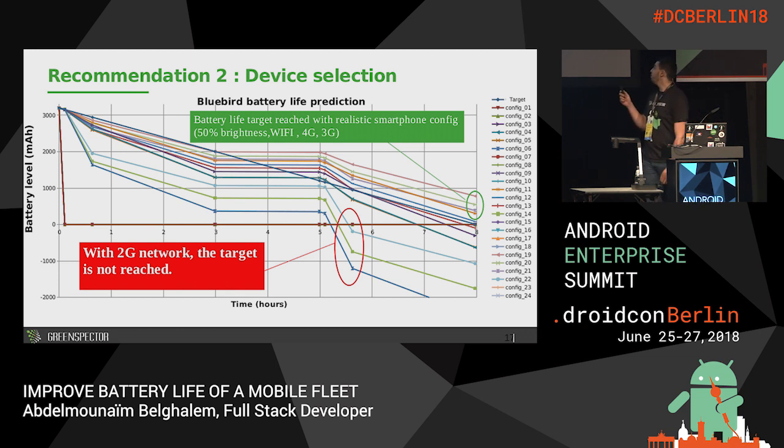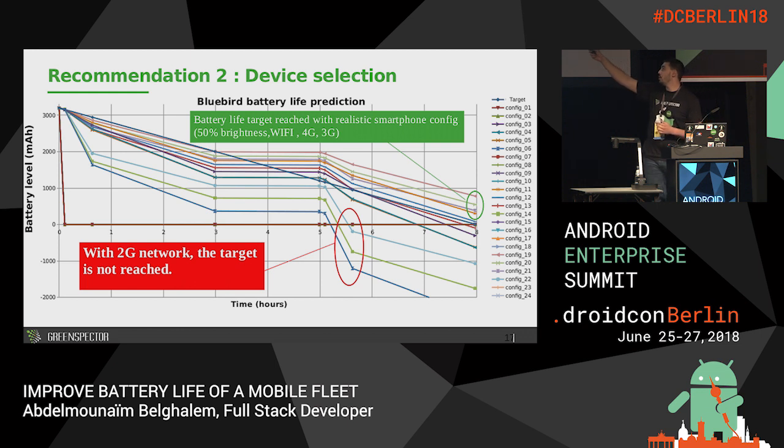The next slide is my preferred one, because this is a graph that I love. Simple graph, indeed. All the lines here are different configurations, as I told before. One is with 2G, the other one with 3G, 4G, Wi-Fi, and with different brightness configurations. These lines here are for the Bluebird cell phone, sorry. And our goal here is to arrive at eight hours.